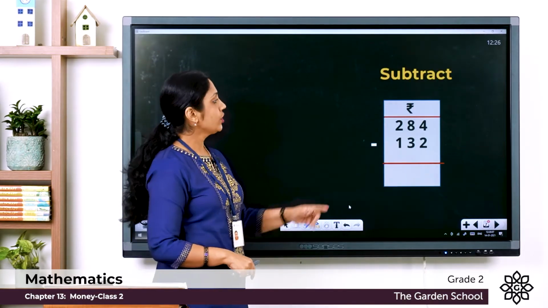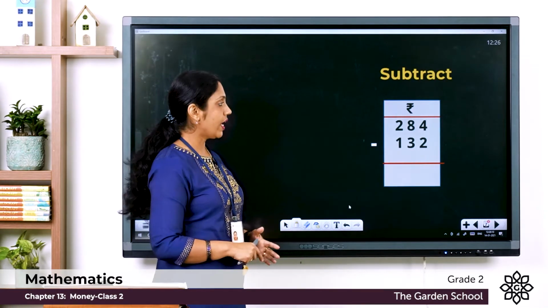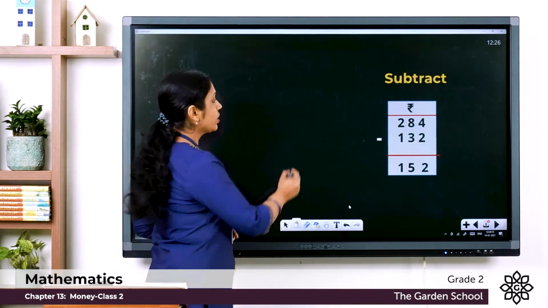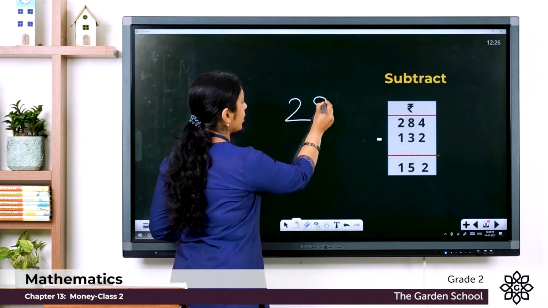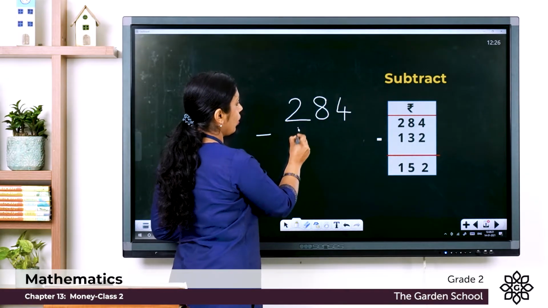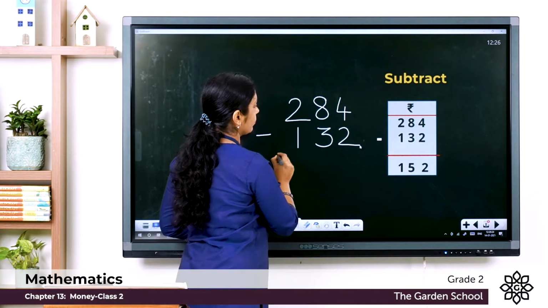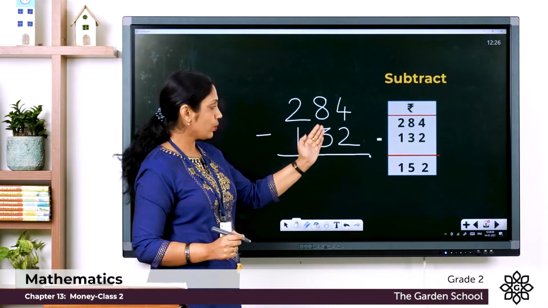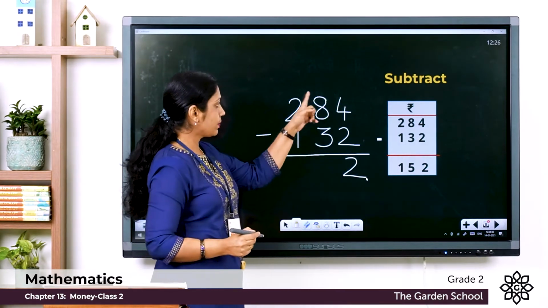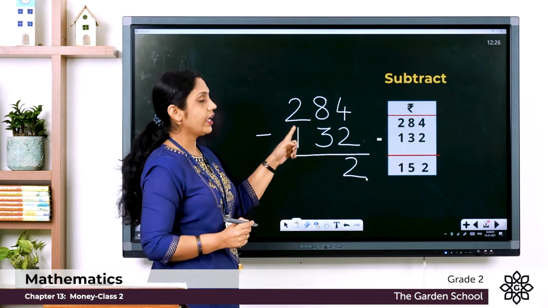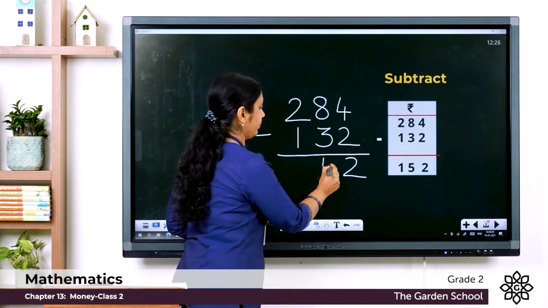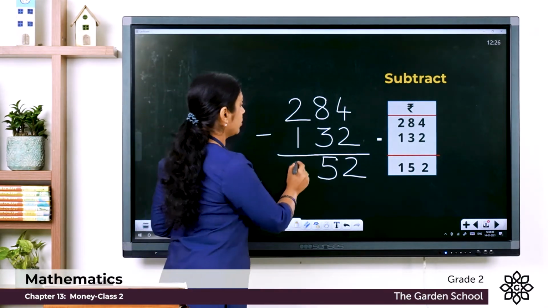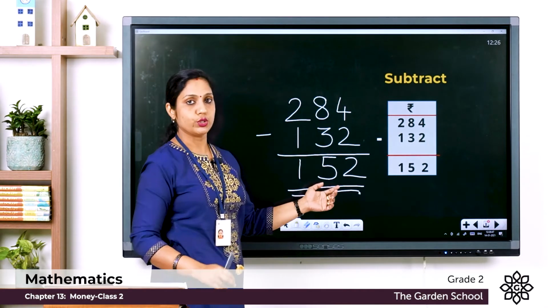Here let's subtract 284 rupees minus 132. How will we subtract this? Let's do that. 284 minus 132. We'll start from the ones position. 4 minus 2. 4 minus 2 is 2. In the tens place we have 8 minus 3. 8 minus 3 is 5. In the hundreds place we have 2 minus 1 and 2 minus 1 is 1. So here the answer is 152.